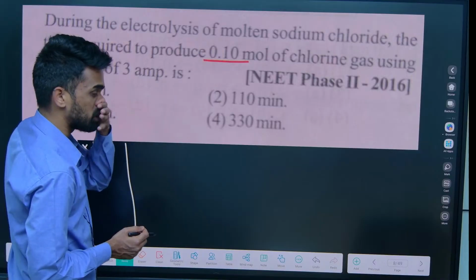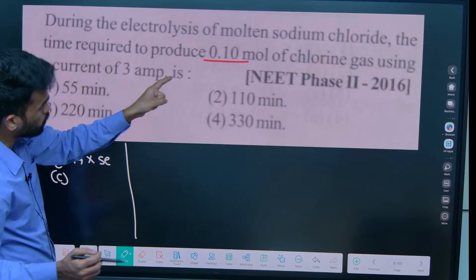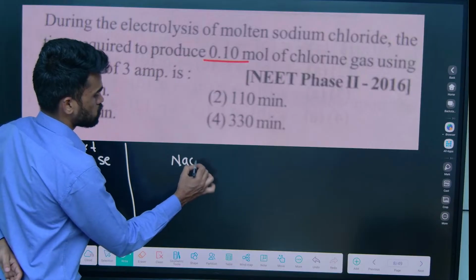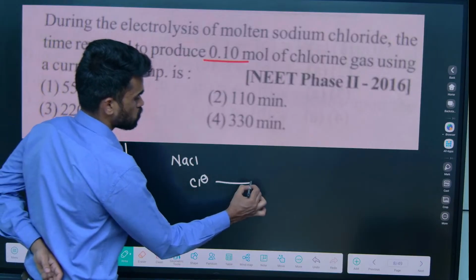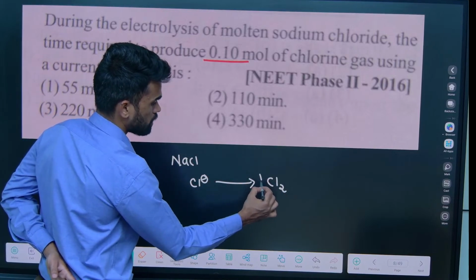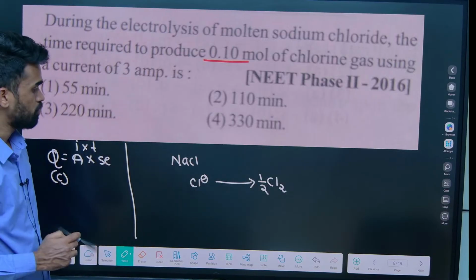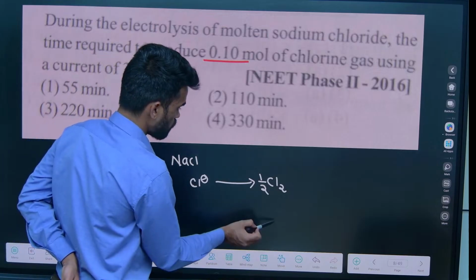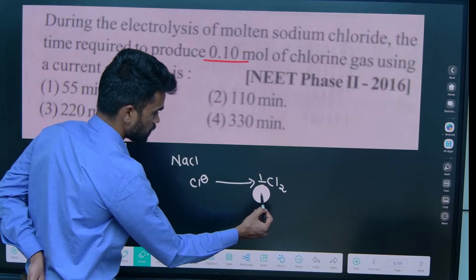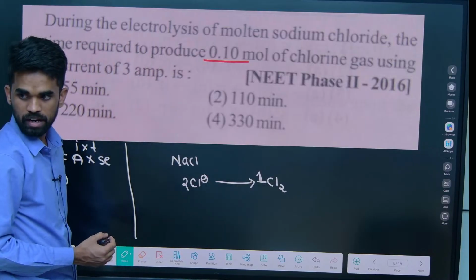Come back to the question, what they are saying. During the electrolysis of molten sodium chloride, the time required to produce 0.1 mole of chlorine gas. See, NaCl is there, so chloride ions are present. If one chloride ion undergoes electrolysis, it gives you half mole of Cl2 gas, because how many chlorines are there here? 1. So you are going to get half. Now if I take this as 2, you are going to get 1 mole of chlorine. Is this clear?